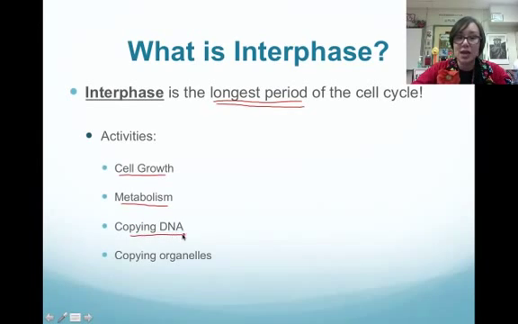We're copying DNA in preparation for cellular division, and we're also copying organelles, things like mitochondria, ribosomes, the Golgi apparatus, and endoplasmic reticulum.